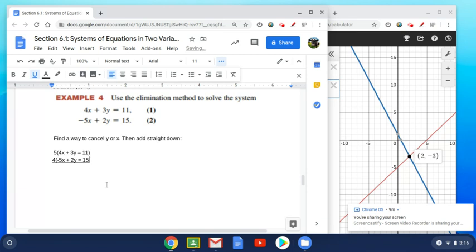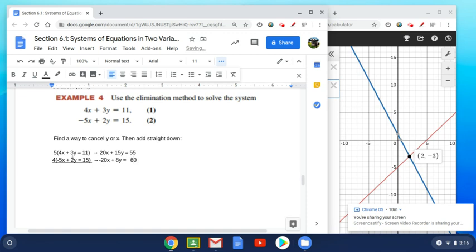Well, look what happens when I do that. Okay, we'll go up here. Well, when I distribute that 5 out, I get 20x plus 15y equals 55. Okay, look what happens on the bottom here. You get negative 20x. And hopefully you notice something important right there. So you get negative 20x plus 8y equals 60.